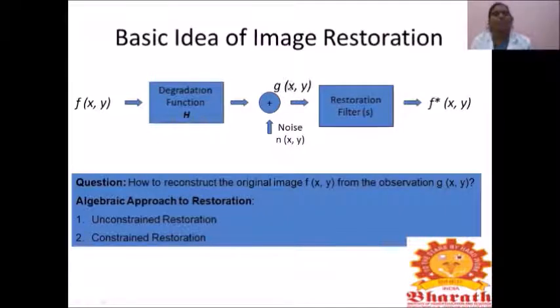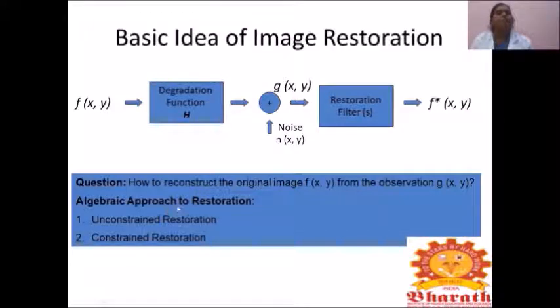So how will you get the degraded image? It is the original image f of x comma y convolved with some degradation operation h of x comma y, then noise is added. Then we will get the degraded image. So how will you get from the degraded image to the final output? By performing some operation on g of x comma y.